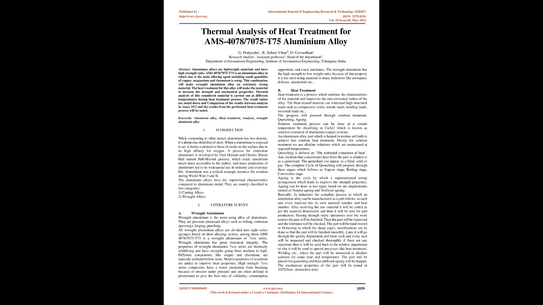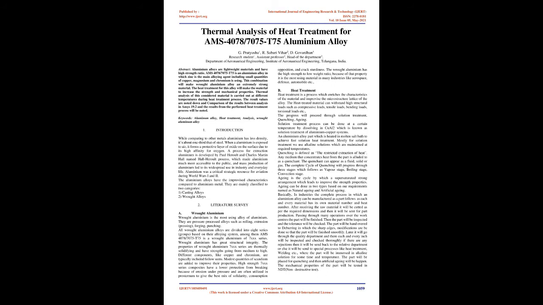They are pressure-processed alloys, made by rolling, extrusion, pressing, forging, and punching. All wrought aluminium alloys are divided into 8 series, or groups, based on their alloying system. AMS-4078-7075-T75 is a wrought aluminium of the 7XXX series. Wrought aluminium has great structural integrity. The 7XXX series is heat treatable and has strengths ranging from medium to high.